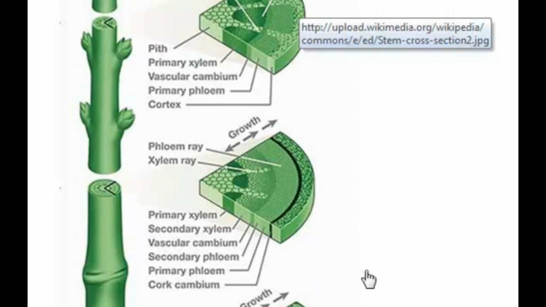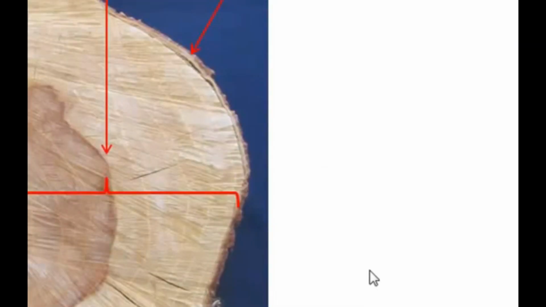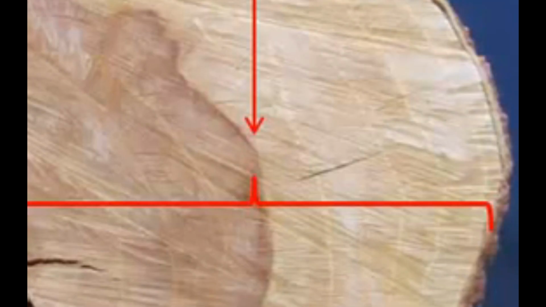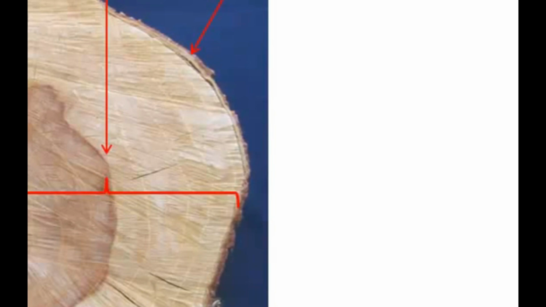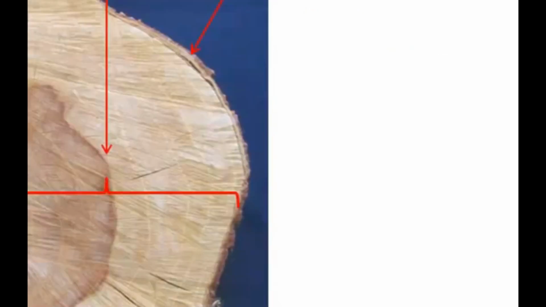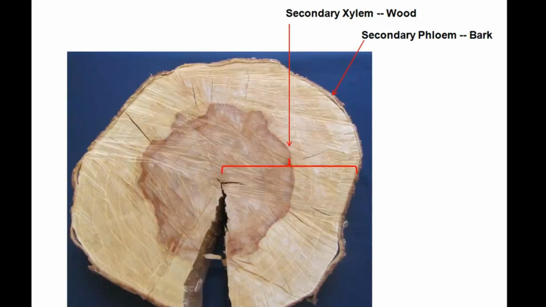As seen here in this view of a tree trunk, the secondary xylem has been laid down year after year, creating the rings of wood. Yes, you can count the rings to tell the age of the tree. The secondary phloem makes up part of the bark. The layer of bark is not as thick as the wood because the bark cracks and falls off.